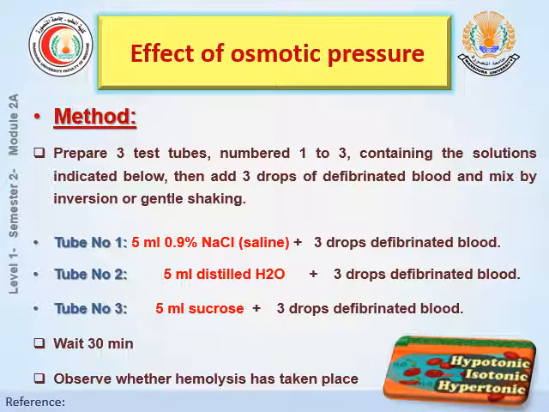Method. Prepare 3 test tubes. Tube number 1, 5 ml 0.9% NaCl plus 3 drops of defibrinated blood, and mix. Tube number 2, 5 ml sucrose plus 3 drops defibrinated blood. Tube number 3, 5 ml distilled water plus 3 drops. Wait 30 minutes. Observe.